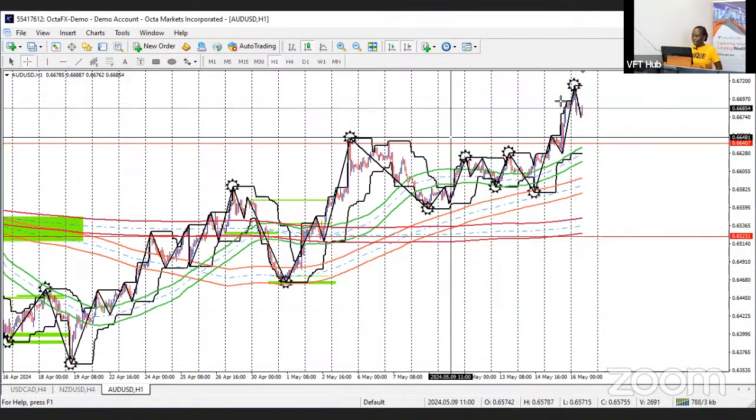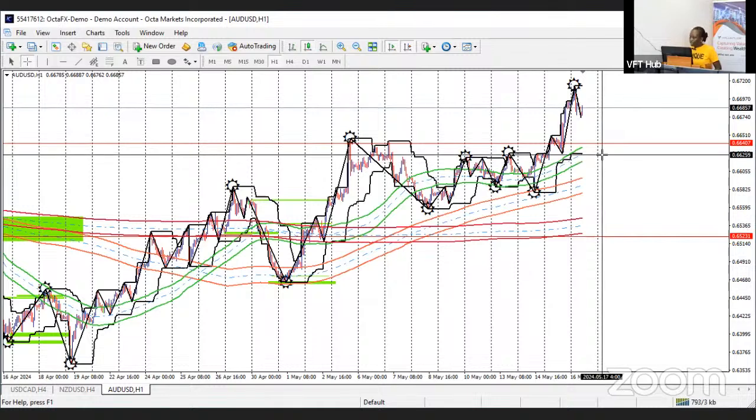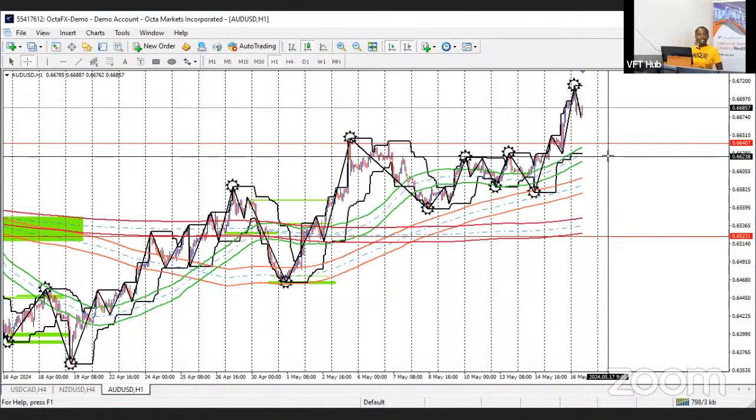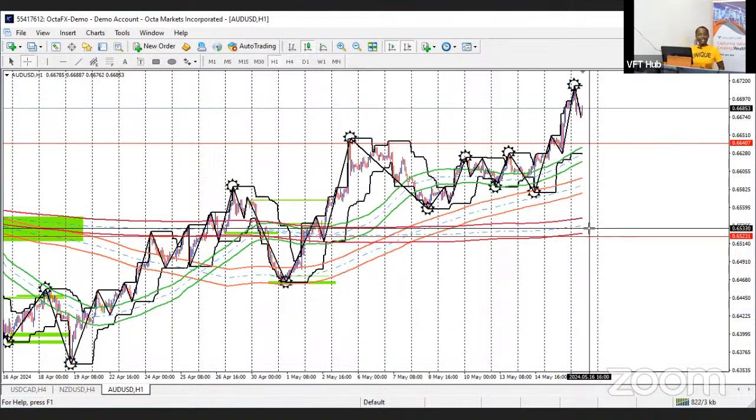All right, so you can mark that out. The first level being 0.66238. That's our first pullback level. If price holds around that level, we're going to continue buying AUD/USD. If it breaks below it, the next level it is going to is 0.65829. If it breaks below this level as well, then the final level, which would serve as a support, which is now our trend, is around 0.65330.